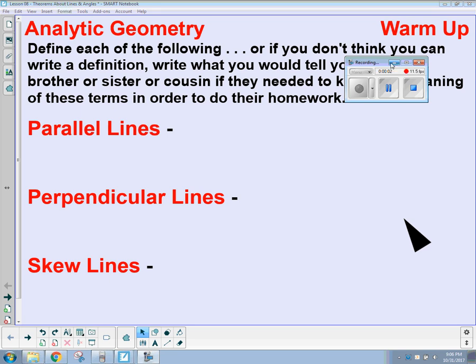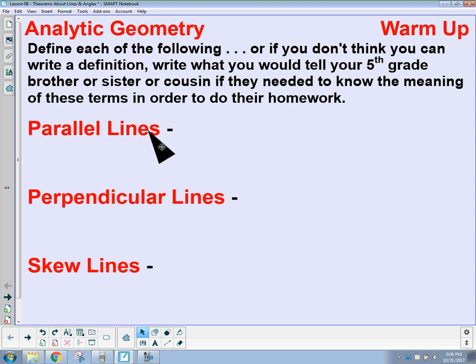Alright guys, lesson 8. We're going to talk about theorems about lines and angles. And I think sometimes it's hard to see the cursor, so I made this really big one now.